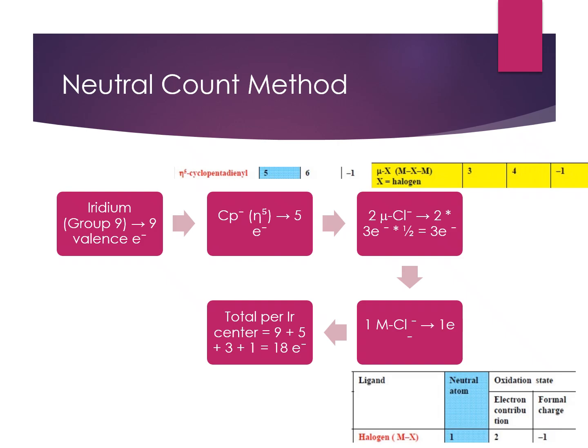And then the bridging chloride's neutral charges have 3 electrons, but since there's two of them, that'd be 6 electrons. And because it is bridged between two metals, it's divided by 2, which gives us 3 electrons. And lastly, the terminal chloride's neutral charge is 1 electron. So all that can be added up to give 18 electrons, which satisfy the 18 electron count.